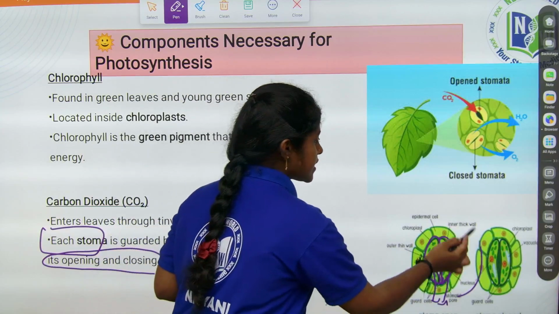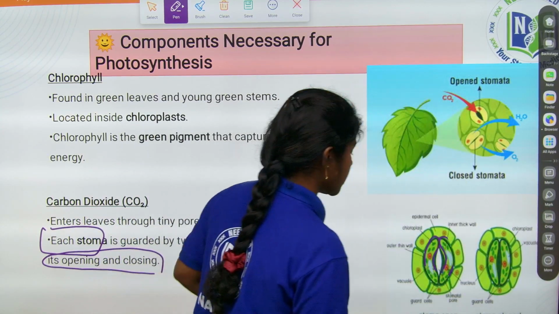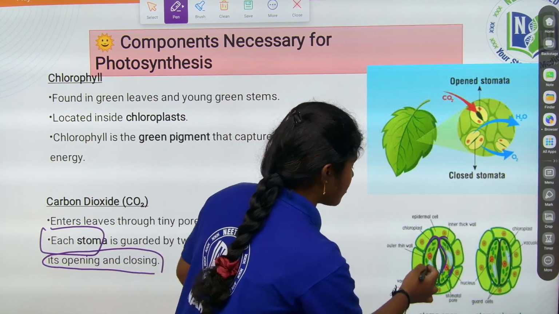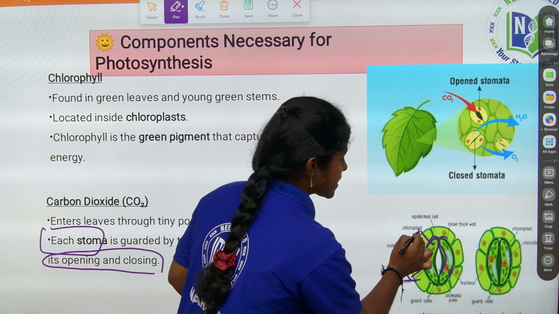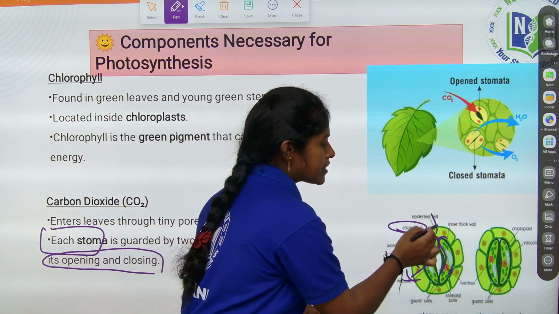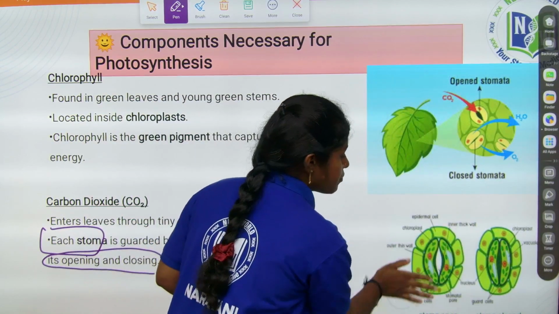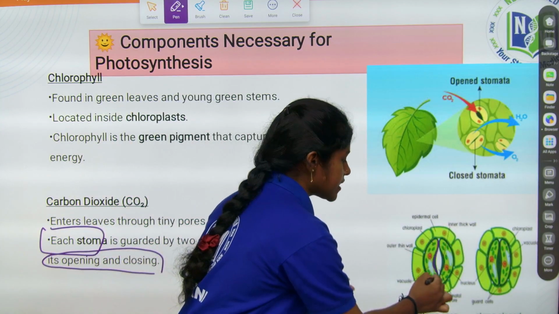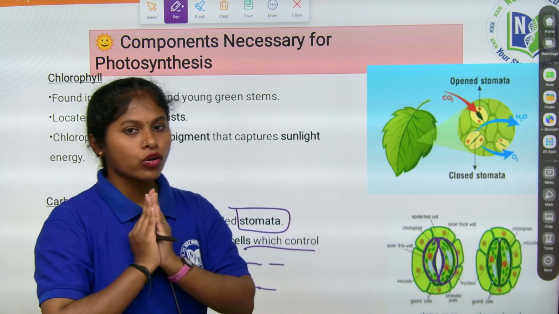See here, this is the stomata. It has different parts. These guard cells have a vacuole, an outer thin layer, and chloroplasts. There are also epidermal cells and inner thick cell walls. Mainly we have to remember, children, that each stoma is guarded by these guard cells, which are involved in opening and closing of the stomata.